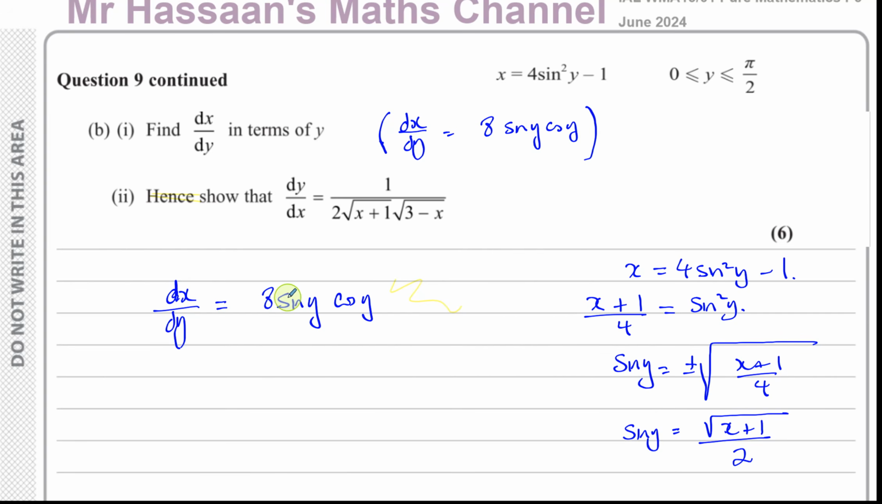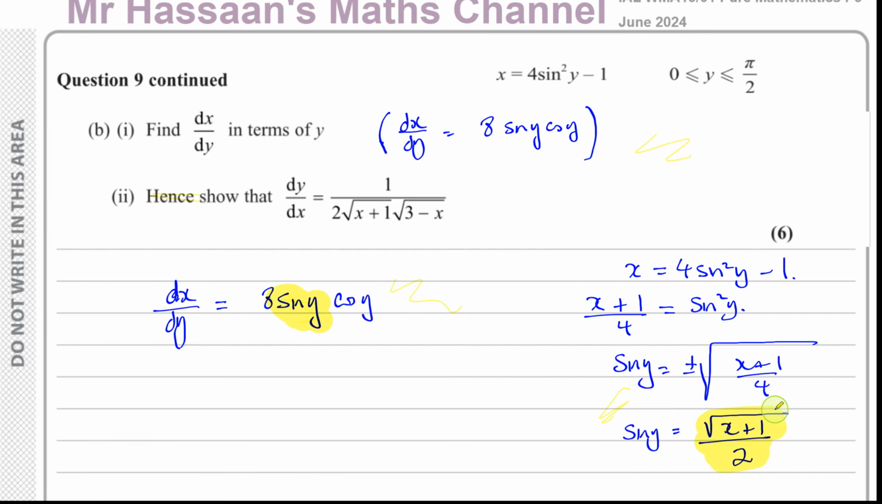So I can replace the sine of y with this. So the sine of y can be replaced with the square root of (x plus 1) over 2.